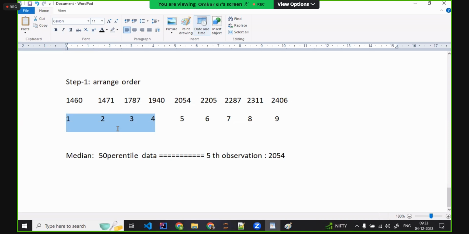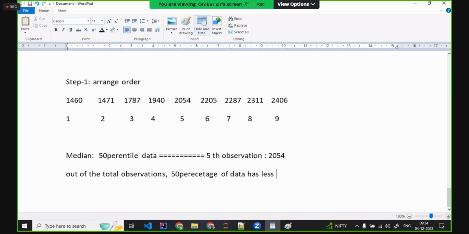Out of the total data, half of the data is less than 2054. Just write that also. Out of the total observations, 50 percent, while you are talking about percentage of data, you need to write: 50% of data has a value less than 2054. That is the meaning.